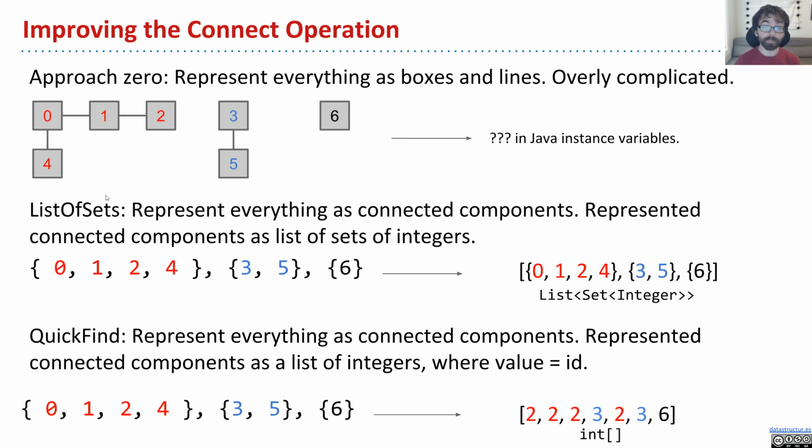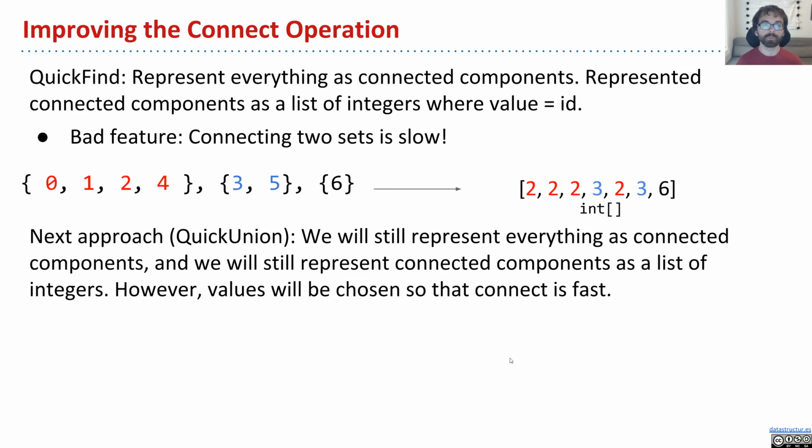There was the list of sets approach, where we have a list of sets of integers, and there was the quick find approach, where we represent the connected components as a list of integers, where each value corresponds to the ID of the connected component for that item. So as we just saw, quick find has the bad feature that connect is slow. We have to combine a bunch of items in order to connect them up. Right? So if we want to actually change the set membership, we have to change many values, all the red values to blue, for example, in order to combine these sets.